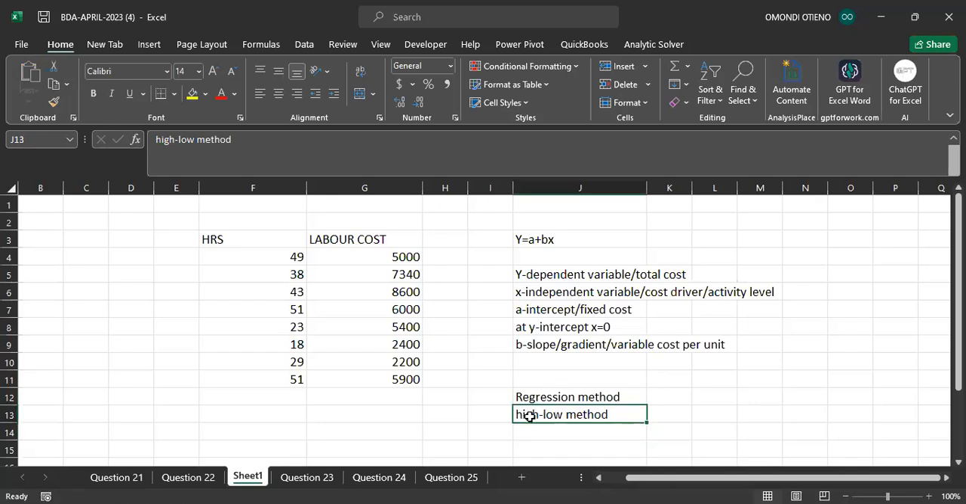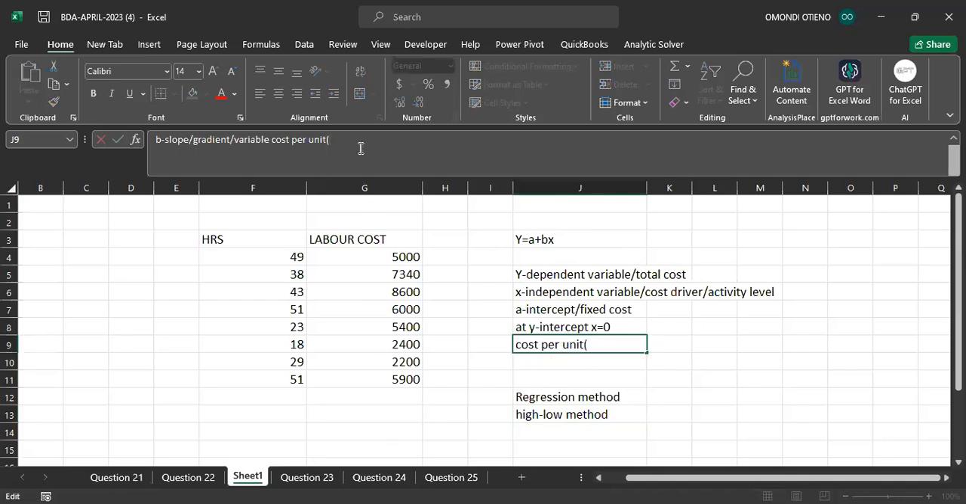So I want us first of all to use the ILO method, so long as we are able to solve that. Okay, so that is what we have. Now, are we able to use the ILO method to come up with this? Then the next thing, something that I did not explain at this particular point: slope, gradient, or variable cost per unit. How do we get it?